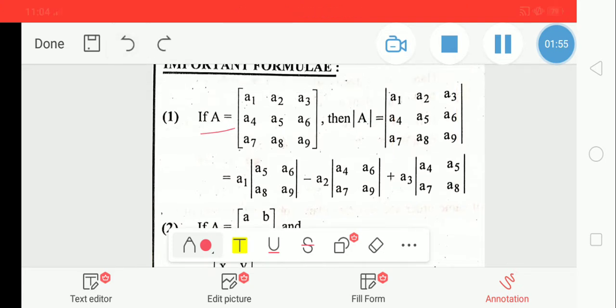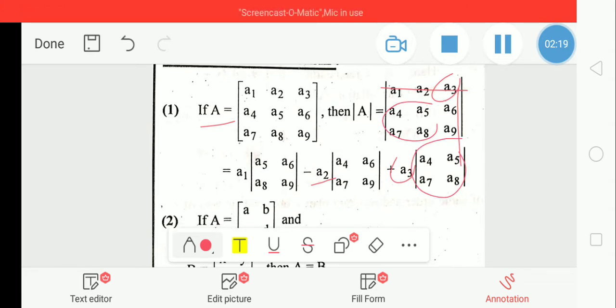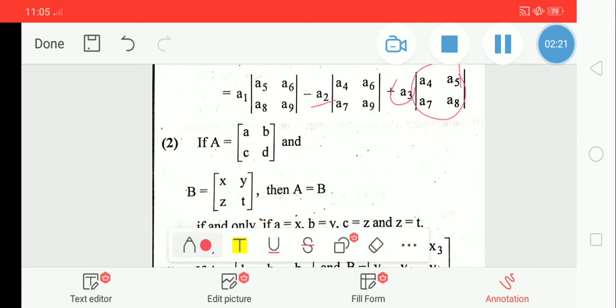So same here: A1 means first row, first column, and the remaining part is here. Now A2 means minus A2 here. So first row, second column is taken, and these are the elements we write here. Then A3, first row, third column, and the elements are here. So in this way we find the determinant of a 3 cross 3 matrix.